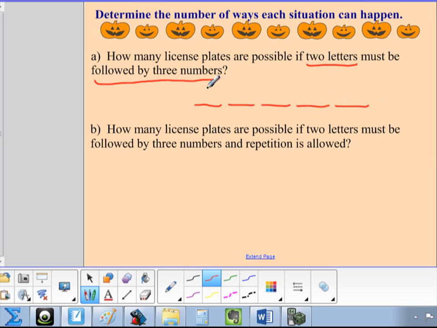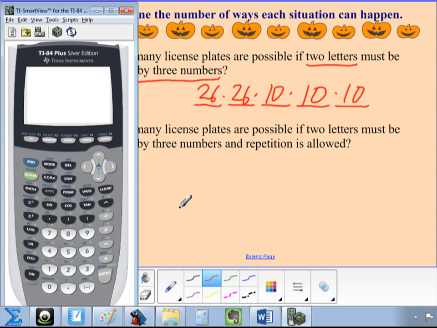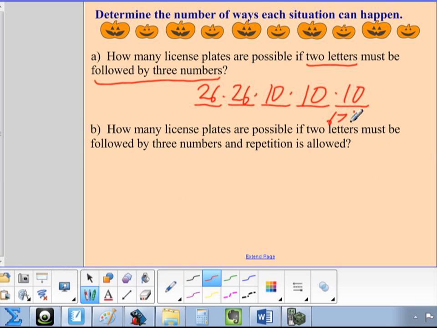And so 2 letters. The first letter in this case could be any of the 26 letters of the alphabet. The second character is also a letter, so that's also 26 possibilities. And then followed by 3 numbers. Those numbers are always single digits in a license plate, so that's 10 possibilities, 10 possibilities, and 10 possibilities. And we're simply going to multiply those together. 26 times 26 times 10 times 10 times 10, and we get 676,000 different possible license plates.